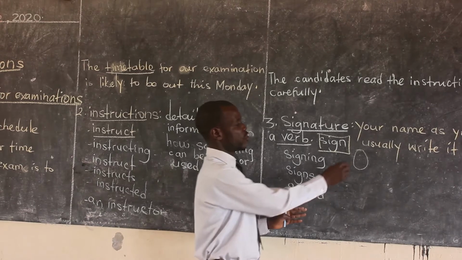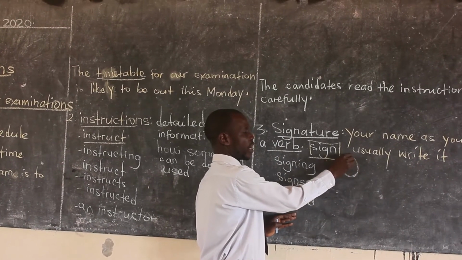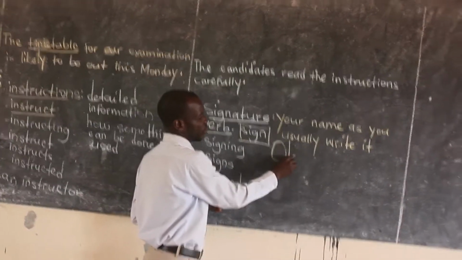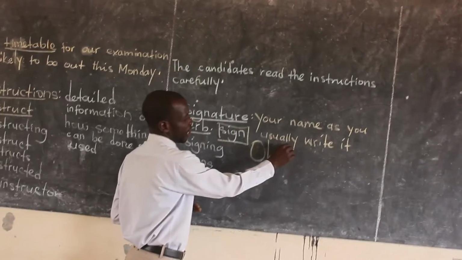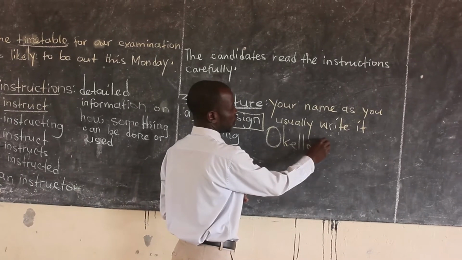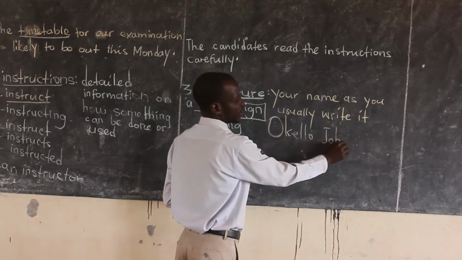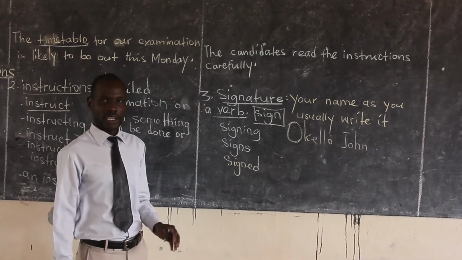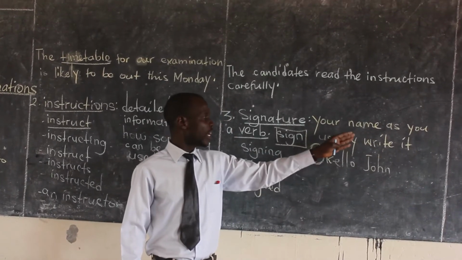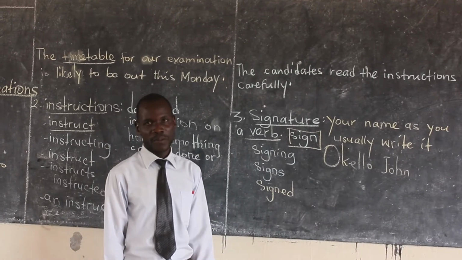For example, my name is Okello. I begin with capital O, then small k-e-l-l-o, Okello. If Okello John, capital J, small o-h-n, Okello John. So that's my signature. We are saying it is just your name as you usually write it. That is the meaning of the word signature.